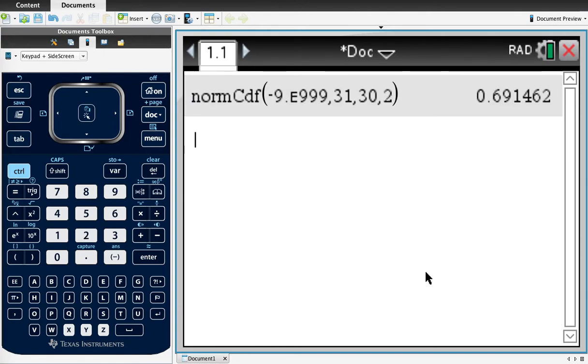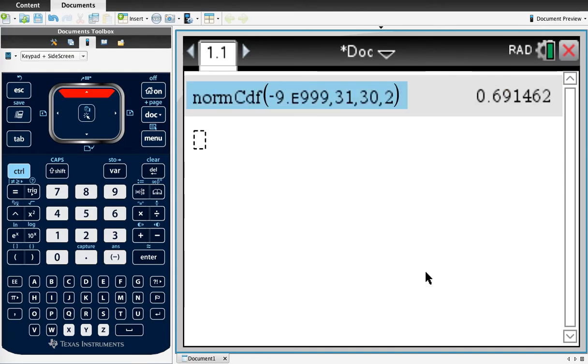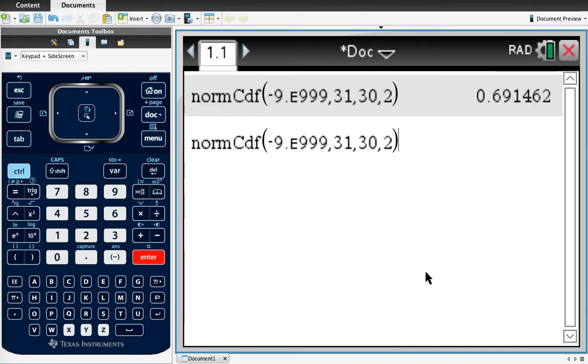Now I could then go straight back into that menu again, or I could copy and paste down the normal CDF and just change the values accordingly. So what I can see here is that I'm looking at the probability that X is greater than 28, so I want my lower bound to be 28, and I want my upper bound to be positive infinity.